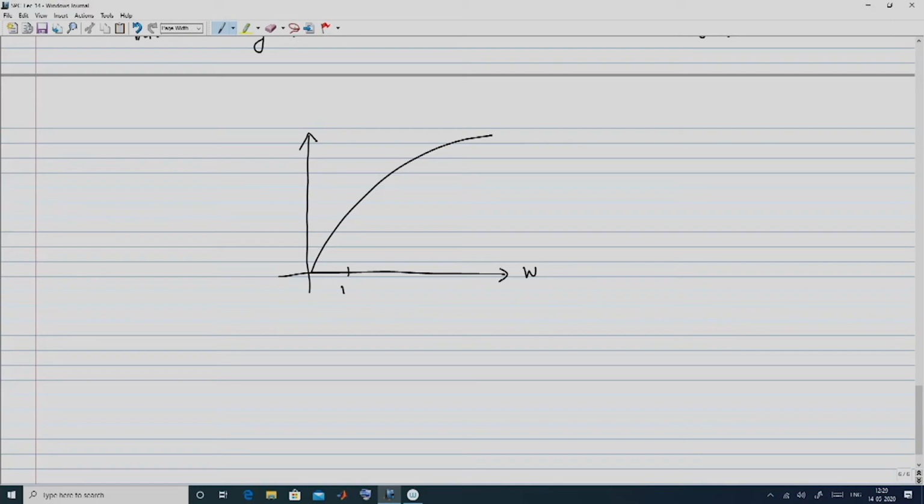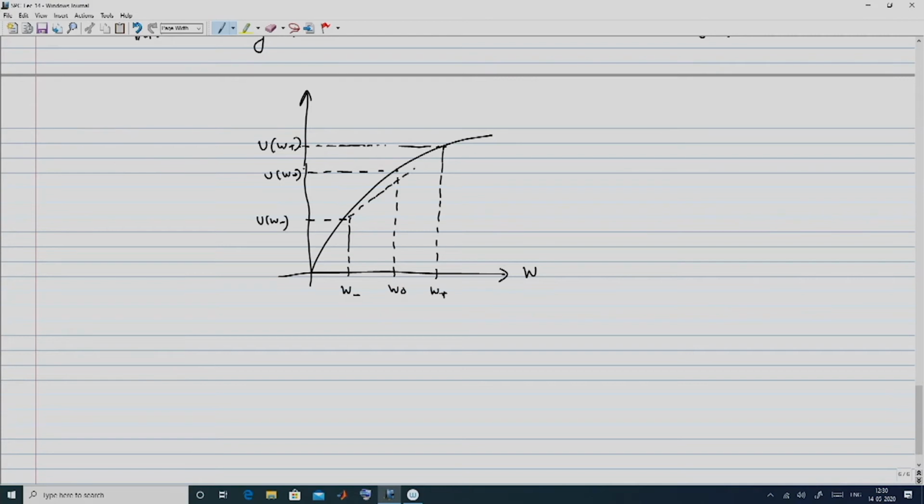So, here we had W minus, W naught, W plus. Here again this is going to be U of W minus, U of W naught, and here you will have U of W plus. Okay, and then you join these two lines, and from this point I will calculate the expected utility of W.